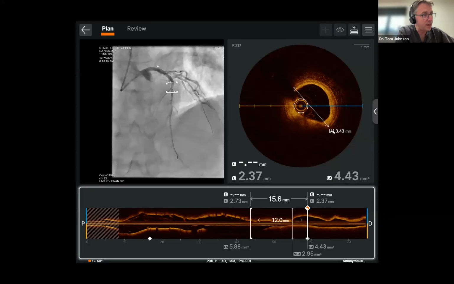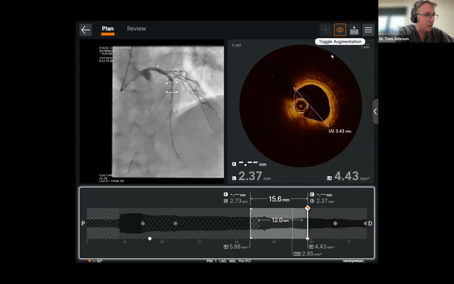So EEM to EEM is measuring 3.4, so you'd possibly round that down to 3, although I'd be very cautious here because there is still plaque. If I place the lumen contour on, we can see we're getting a luminal measurement of 2.4.